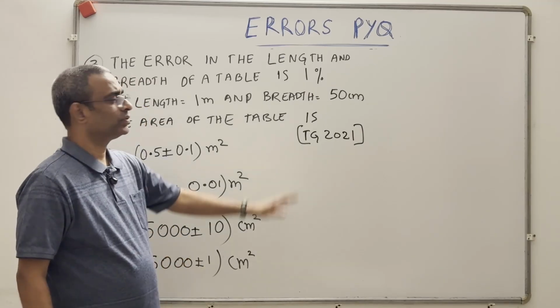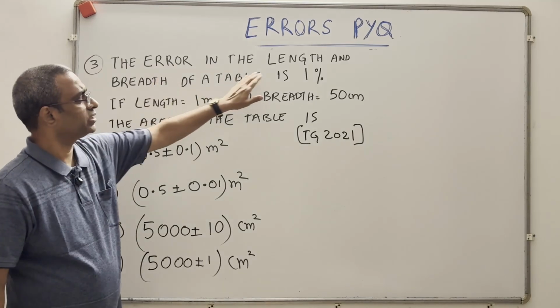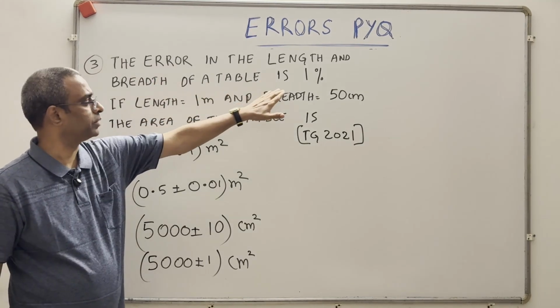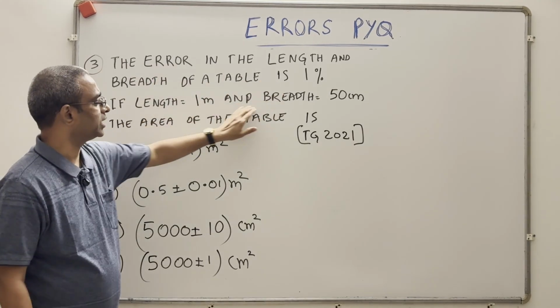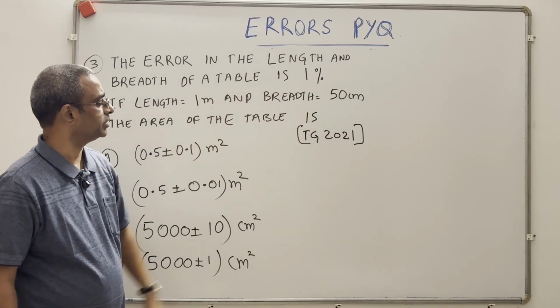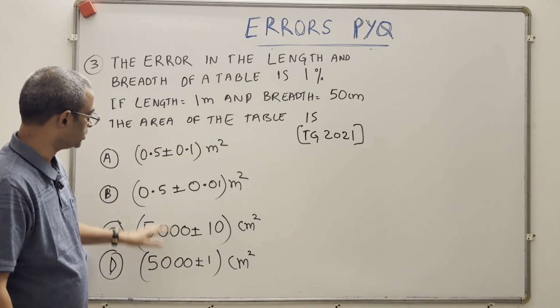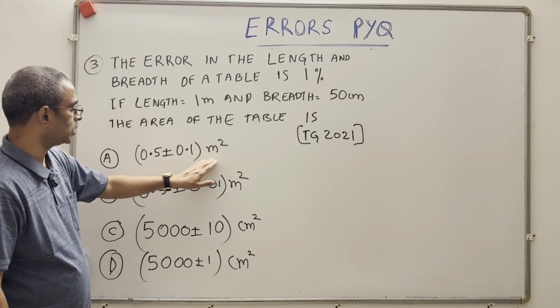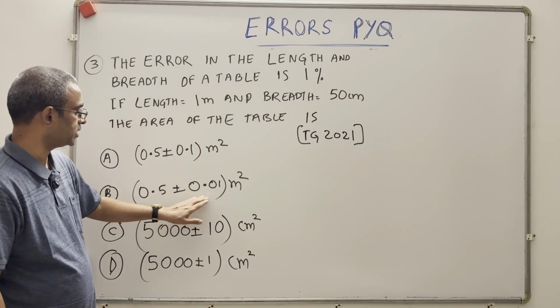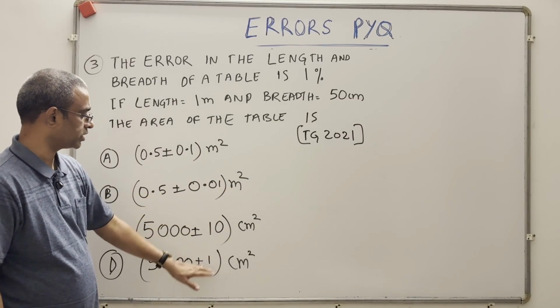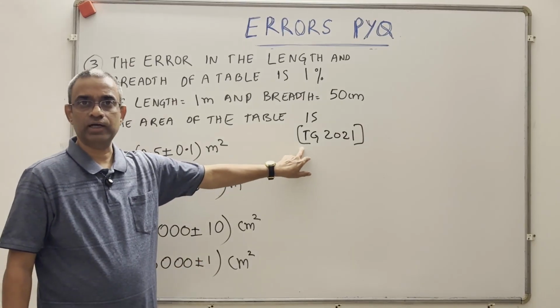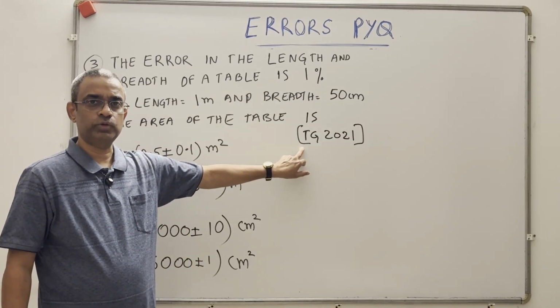Hello students, let us look at this PYQ. The error in the length and breadth of a table is 1%. If length is equal to 1 meter and breadth is equal to 50 centimeters, the area of the table is... These are the options: 0.5 plus or minus 0.1 meter square, 0.5 plus or minus 0.01 meter square, and so on. This was asked in Telangana EAMCET 2021.